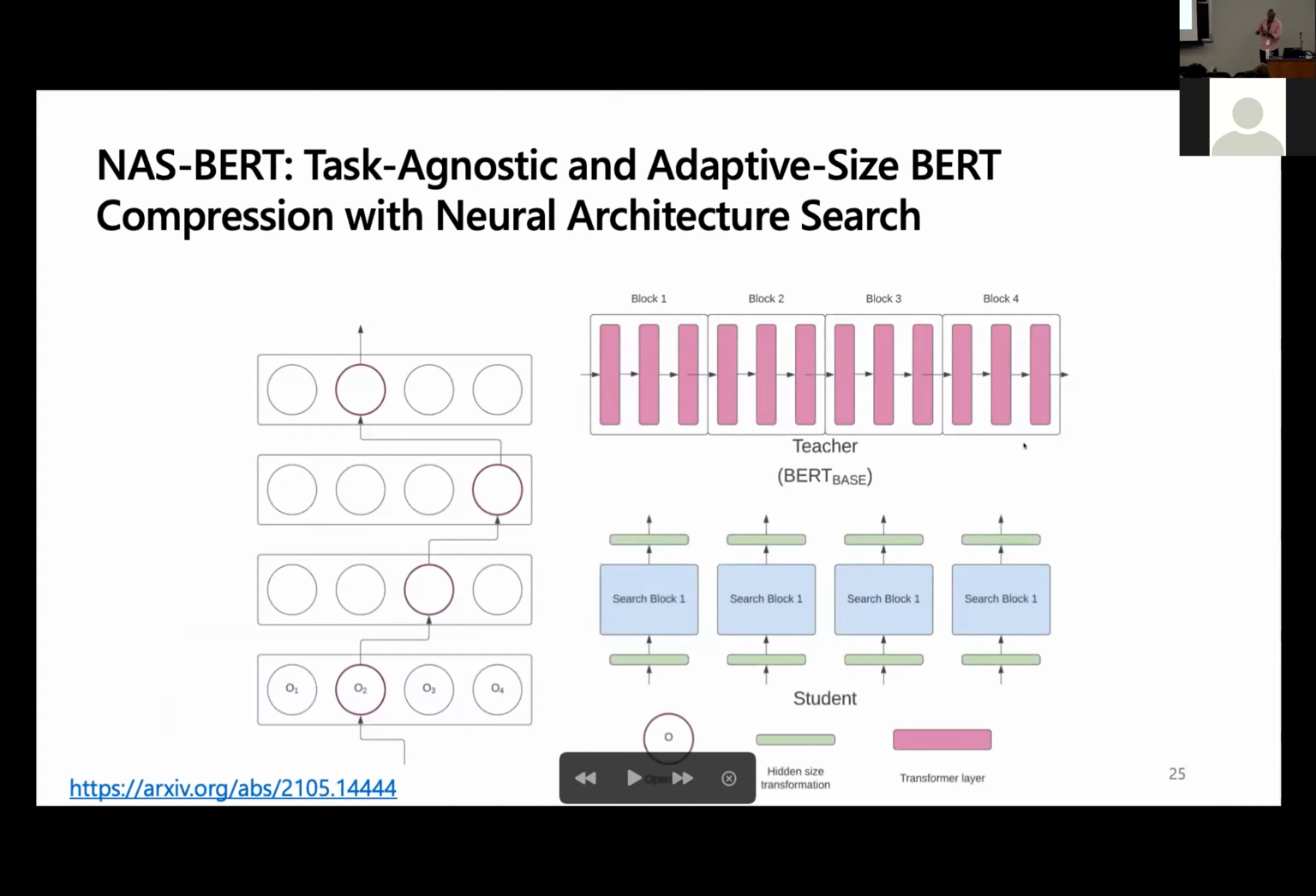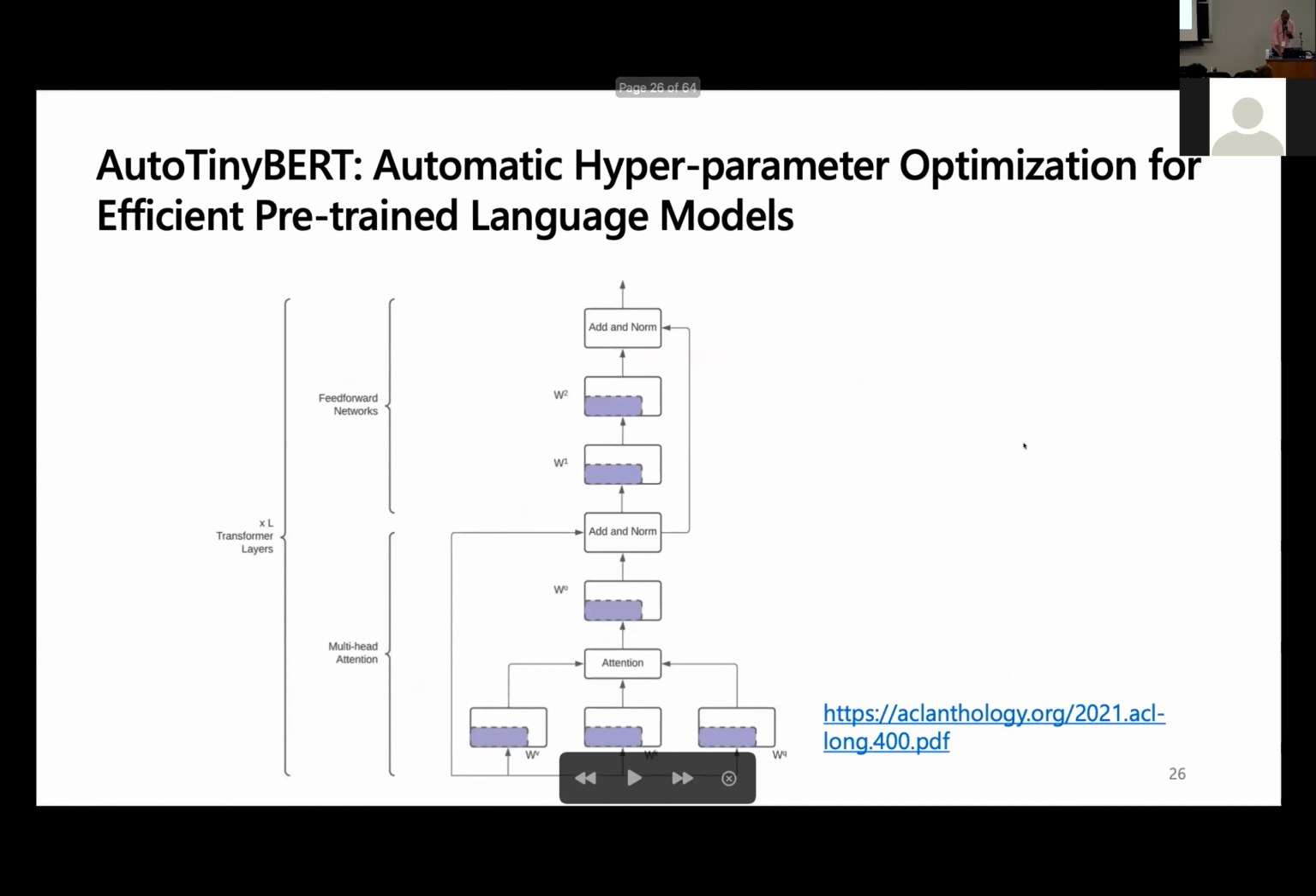Okay, I will skip some of these, but all these interesting search spaces are there. So this is NASBERT. Again, a chain-structured search space. At every layer you have different operators. AutoTinyBERT. This is again similar to the HAT paper, but only applied to BERT encoder-only architectures. The idea of weight sharing is back because now you are not too granular.